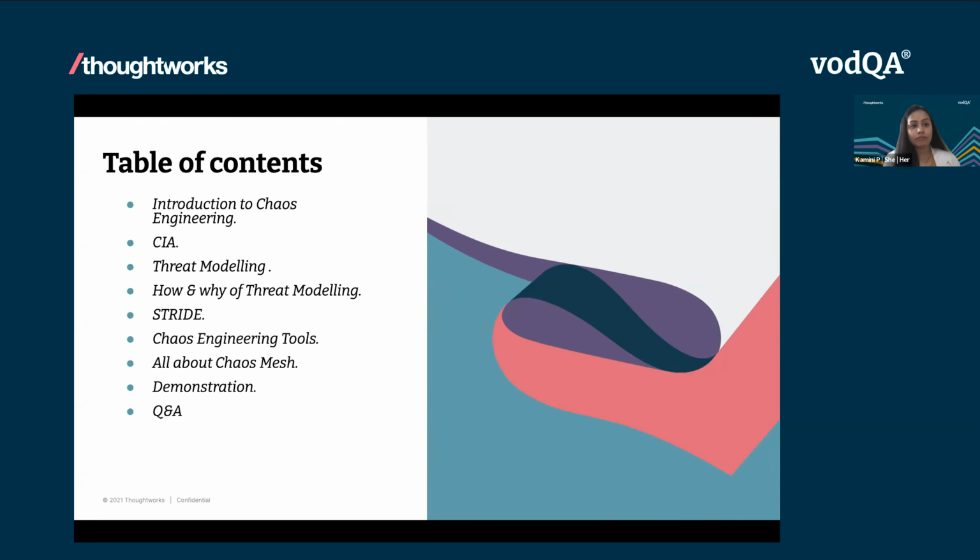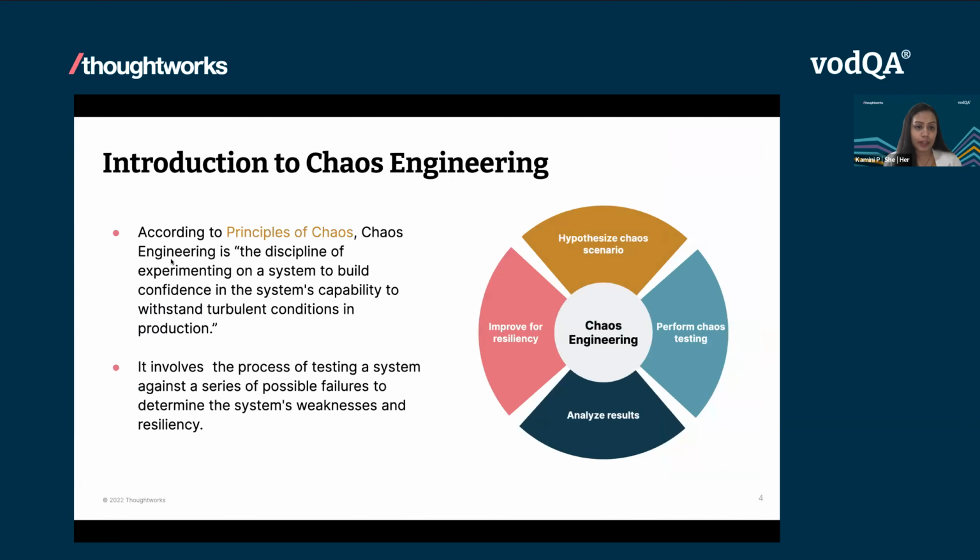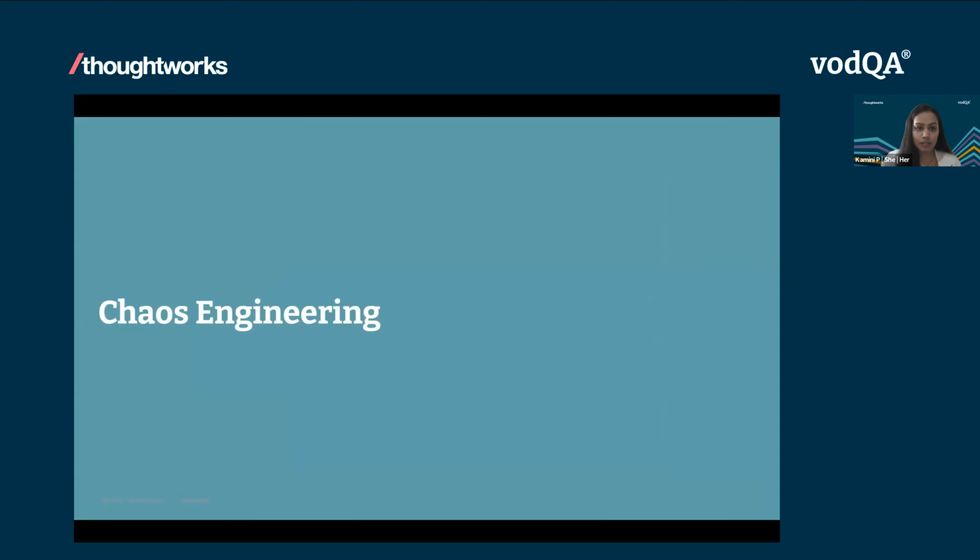Coming on to the very first topic, what is Chaos Engineering? It could have happened to all of us that everything which is working absolutely fantastic on our system in our lower environment, in our test environments, sometimes does not work in the production environment, right? We must all have come across these issues in our lives.